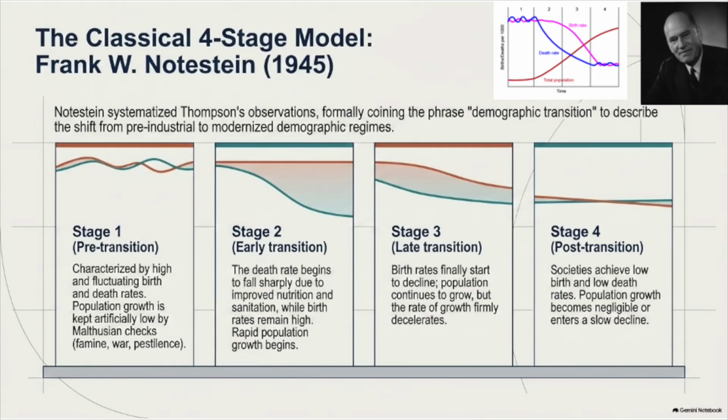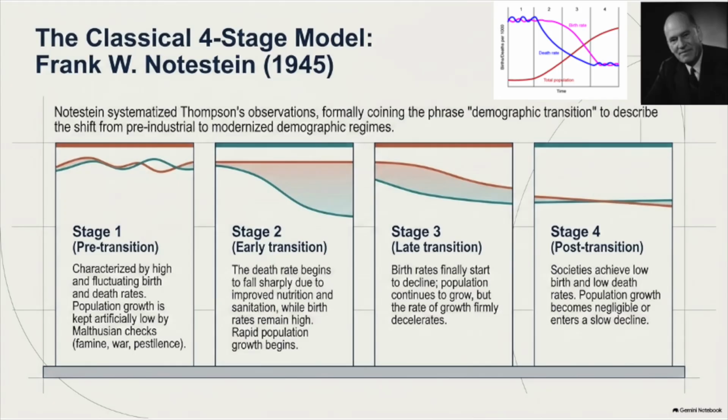Stage 1, pre-transition, is characterized by high and fluctuating birth and death rates. Stage 2, early transition, sees the death rate begin to fall sharply due to improved nutrition and sanitation, while birth rates remain high, causing rapid population growth.